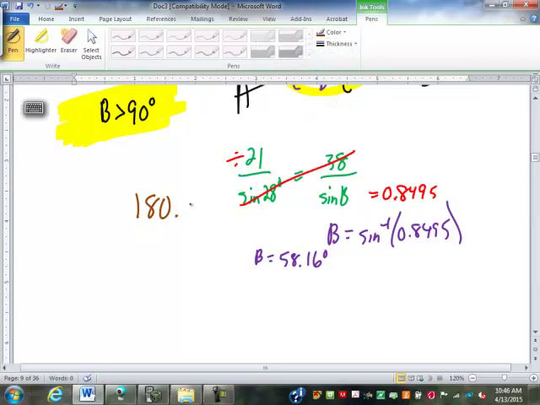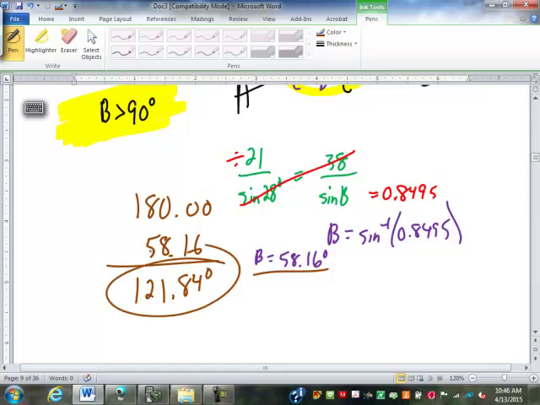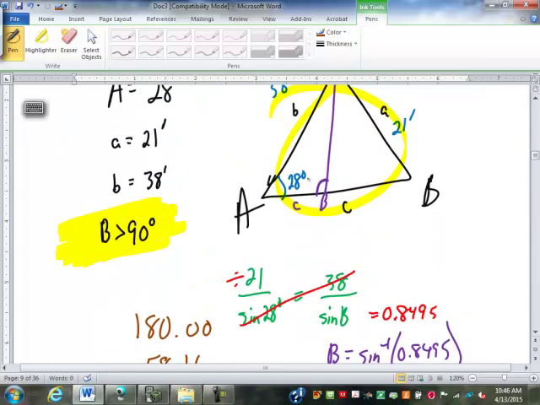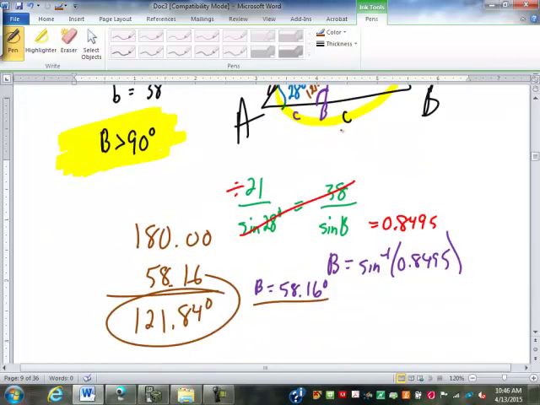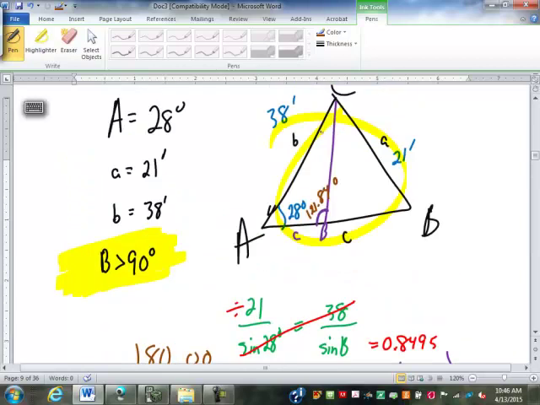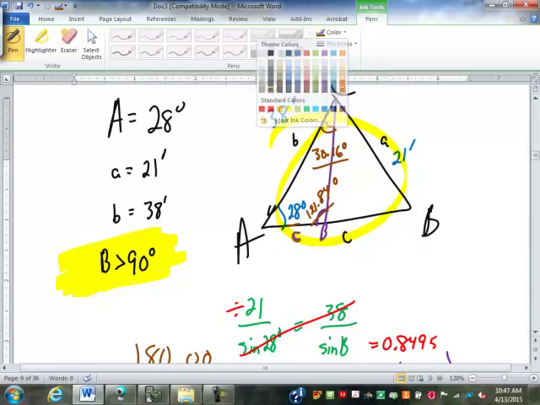Not 90. Good idea. It's 180 minus the 58.16 degrees, which is going to give us 121.84 degrees. And from there, then we can find this last angle over here, which is going to be 30.16 degrees. How do I get that? Well, it's 180 minus the 28 and the 121.84. And then, of course, we can find angle C using our law of sines.